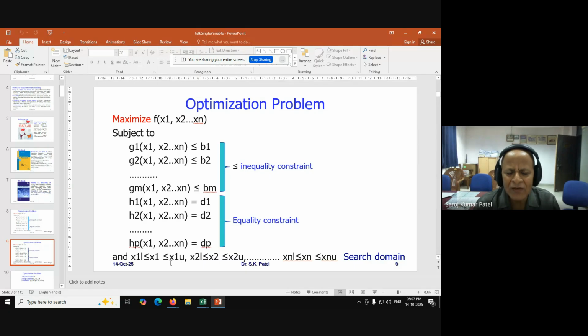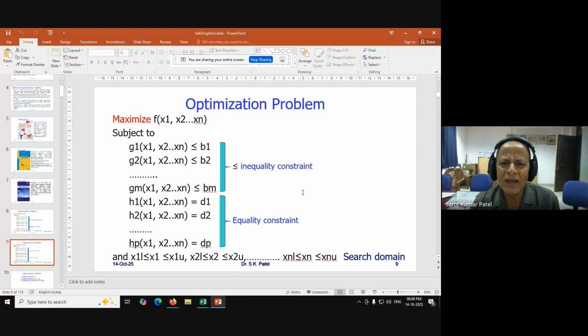And then finally, we have to decide the range of all the unknown variables. So for x1, what is the upper limit? What is the lower limit? x1L is the lower limit, and x1U will be the upper limit for x1. Similarly, the unknown variable x2 also has a lower limit and upper limit. So x2 must be greater than or equal to the lower limit x2L and less than or equal to the upper limit x2U. For each and every unknown variable, we have to write down their domain. This is a search domain, the lower limit and upper limit.